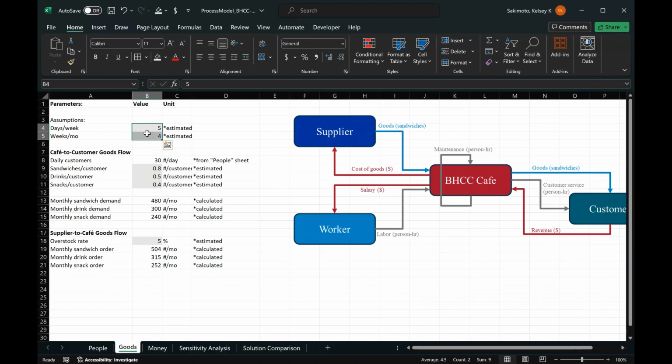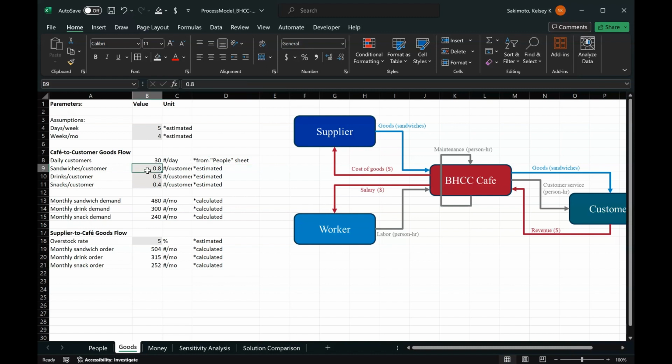So we're going to estimate that per month, there's 4 weeks per month, and that the cafe is open only during weekdays. We're going to inherit from our previous page. Here we can make a reference to the people sheet and say that the number of daily customers is 30, just as we estimated before. We take a little note to remind us that this is something that we have previously entered as an estimate.